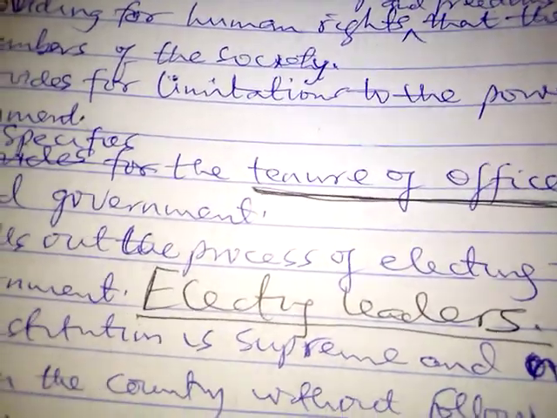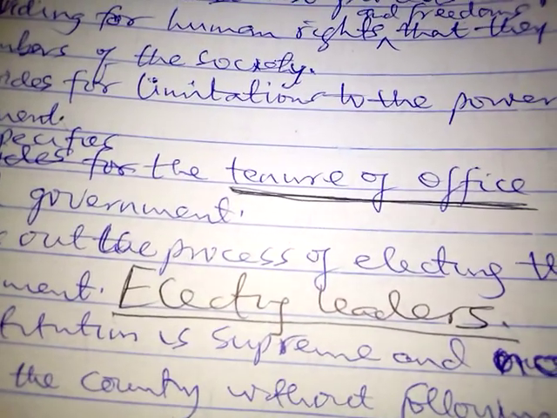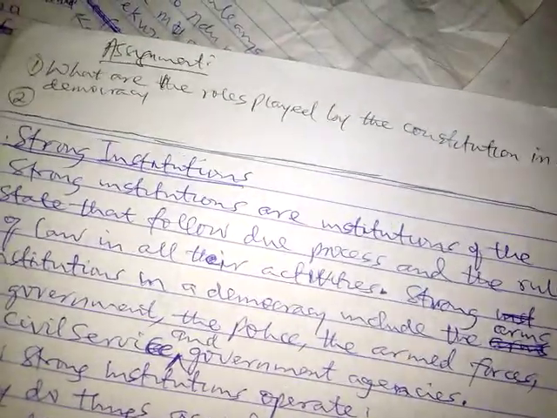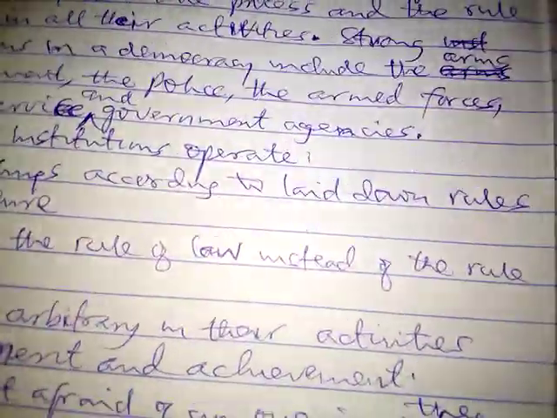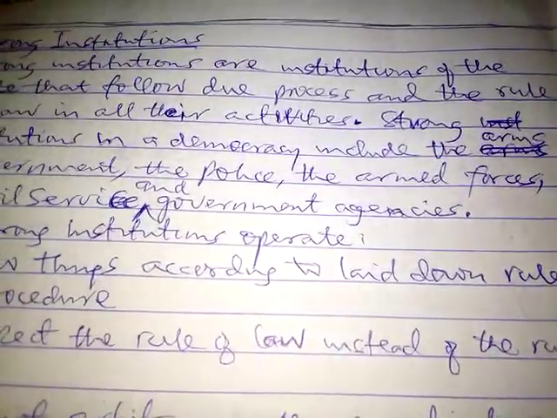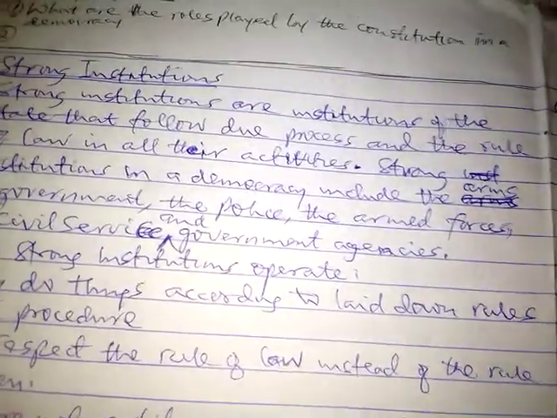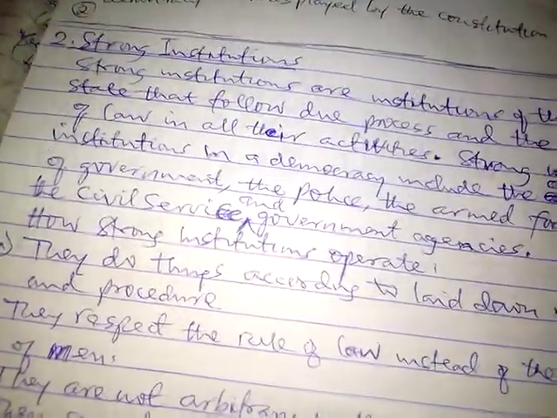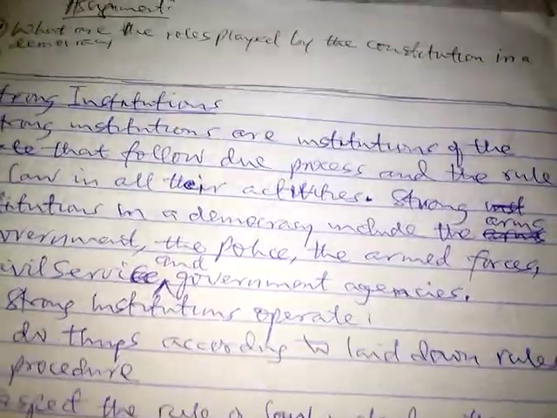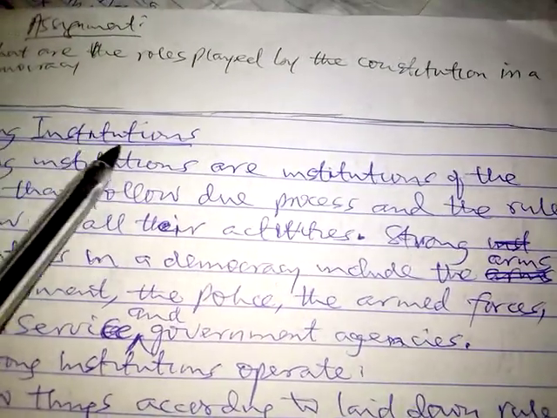Finally, the Constitution is supreme and no one can govern the country without following the Constitution. Are we there? That is one pillar of democracy we have seen, and the reasons why the Constitution is a pillar of democracy. The next pillar of democracy we shall look at is strong institutions.